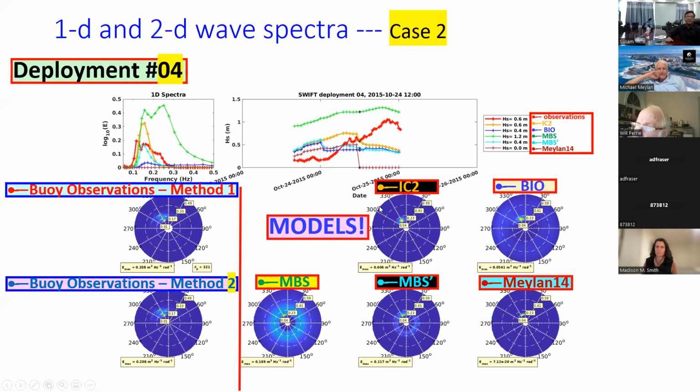So I won't go over this much more. We did lots of studies about the 2D spectrum. We didn't get quite the answer we wanted, and I suppose we're still kind of thinking about that. So this is case 2.